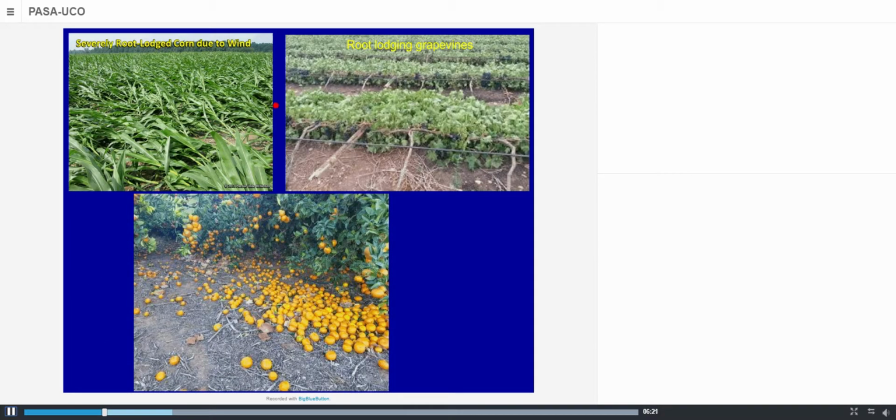Here you see root lodging of a corn crop caused by heavy winds. And here you can see root lodging of grapevines. The plants have fallen on top of the soil. As I said, heavy winds can also cause the drop of fruits before harvest, and these fruits will eventually be lost.